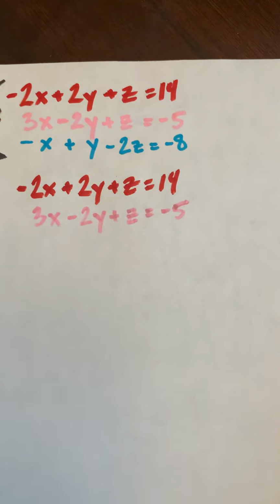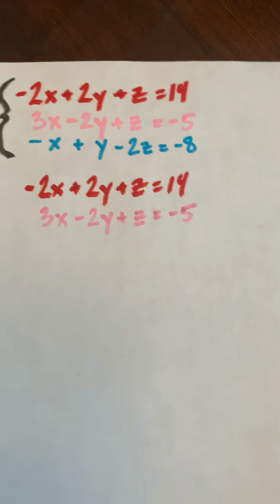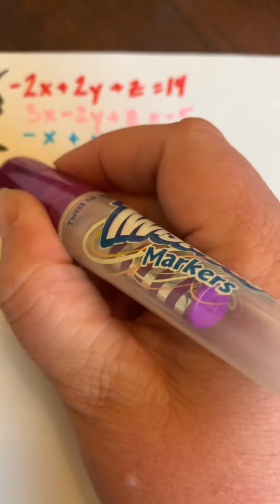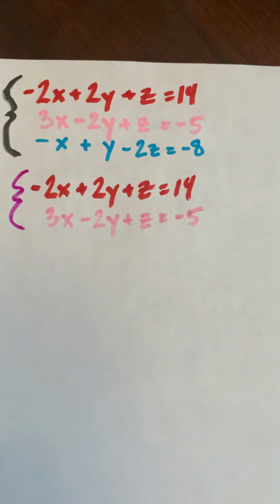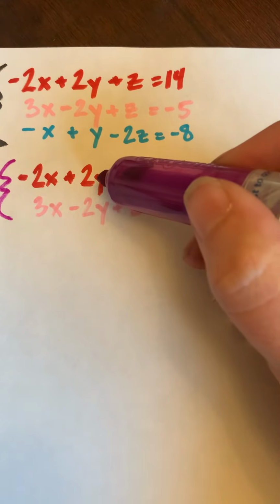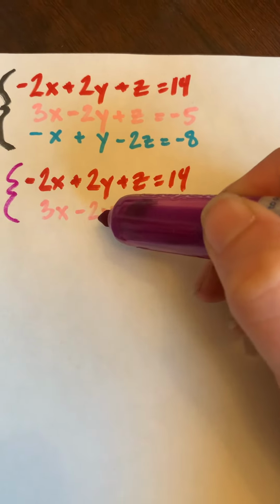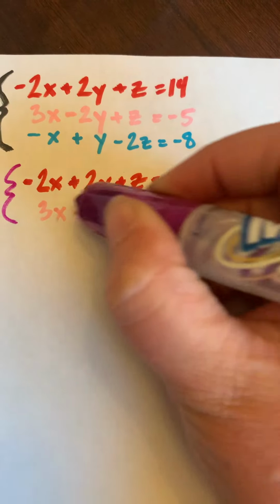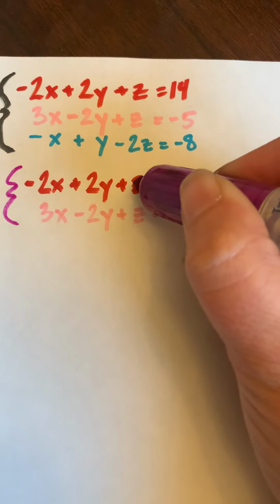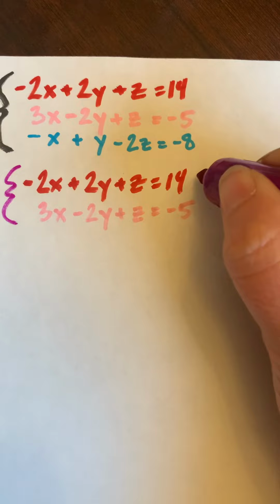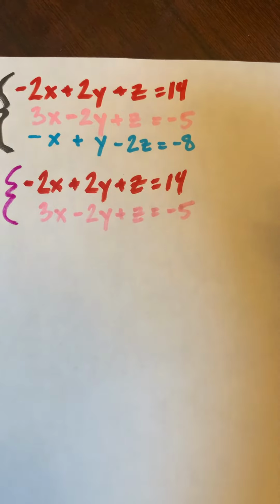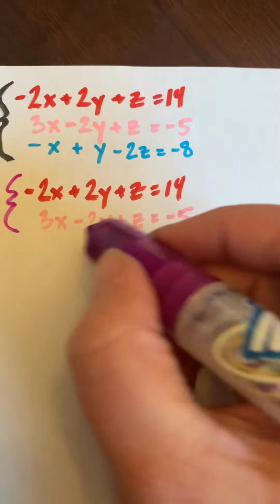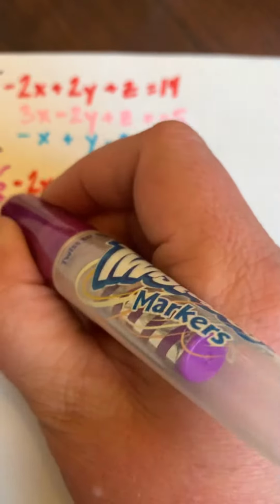And because those y values, the coefficients, are exact opposites, here's my system that I'm looking at. Because these coefficients are exact opposites, if I add this value to this side of this equation and the negative 5 to the other side of this equation, the y's will be eliminated. So I'm going to go ahead and do that.